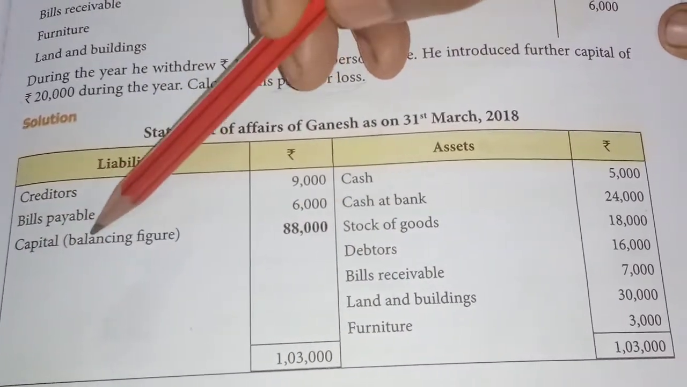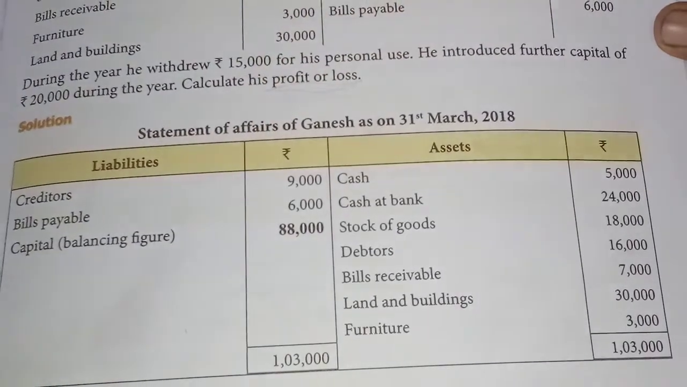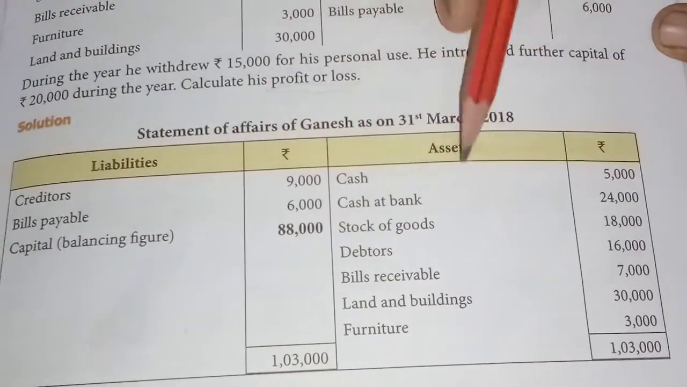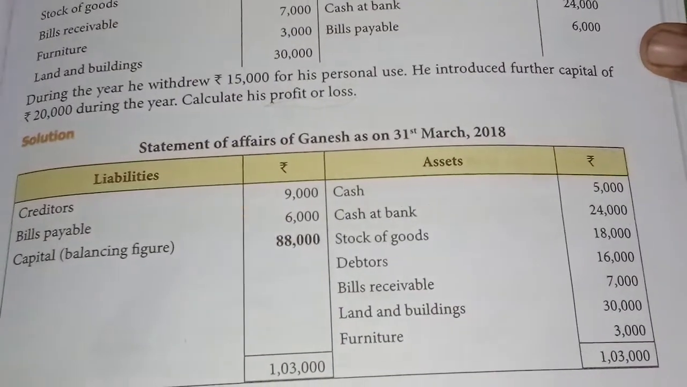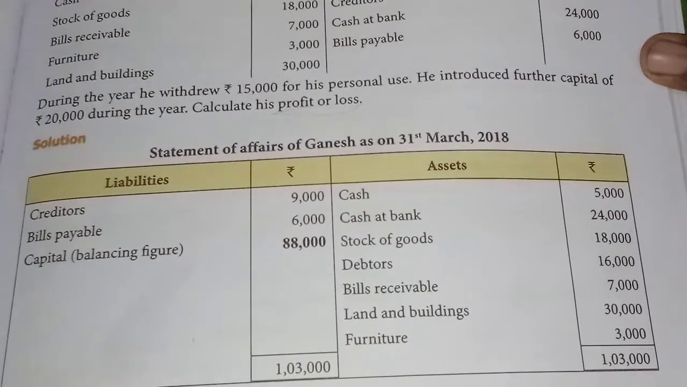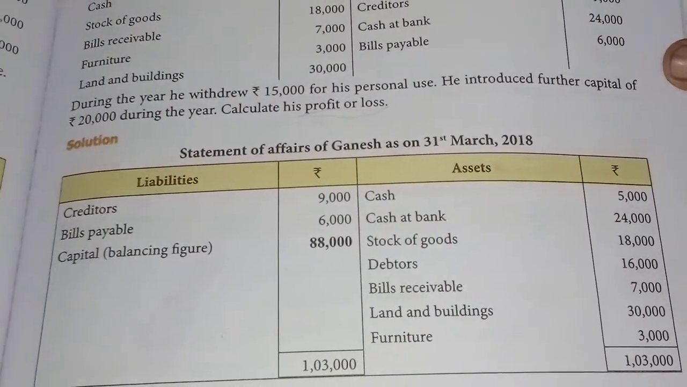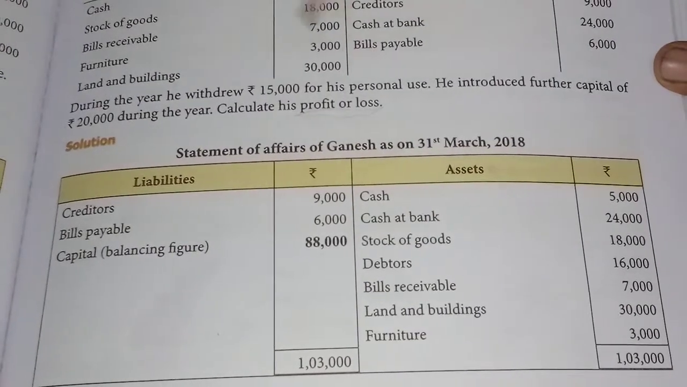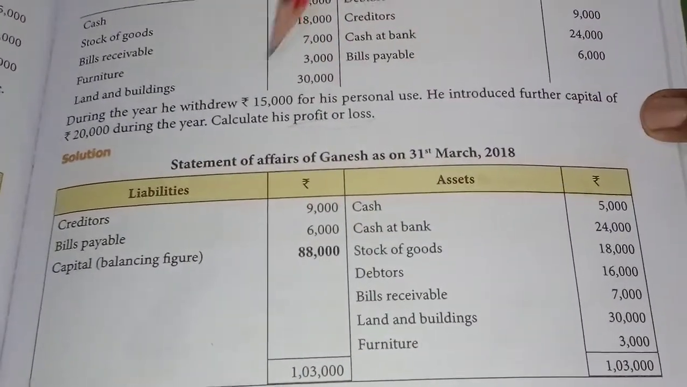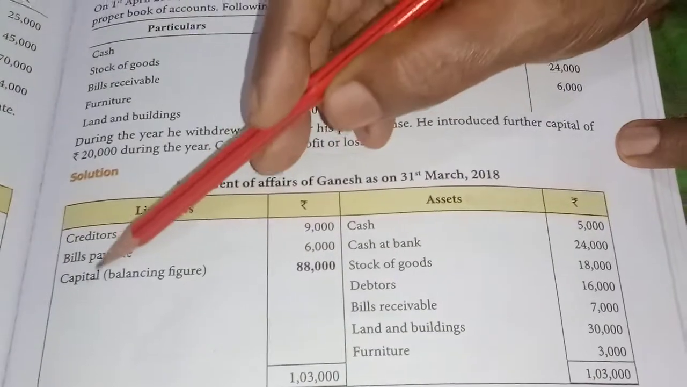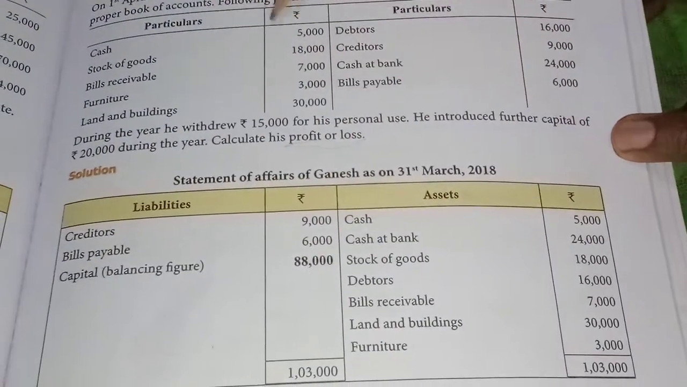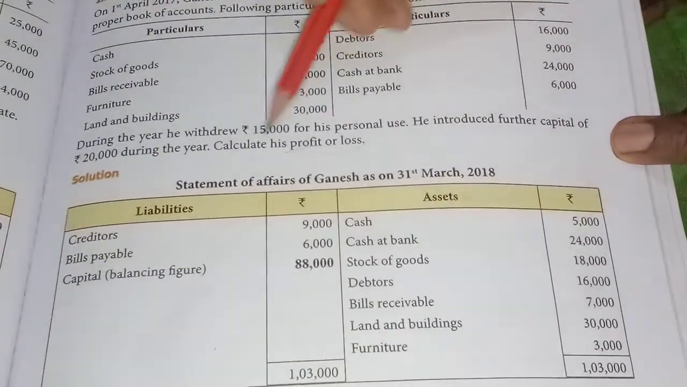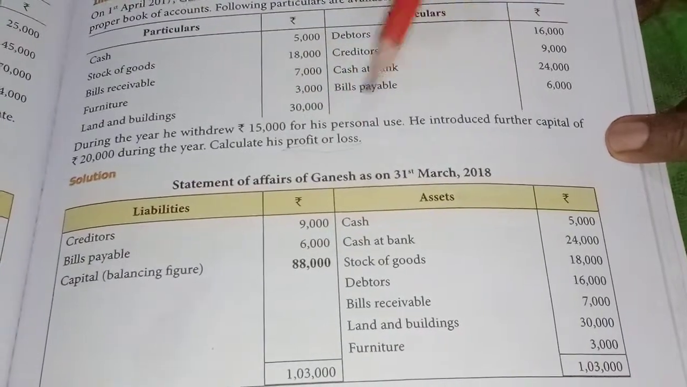Within bracket you should write a balancing figure. This problem you have understood. In the same way only they have given the exercise 7 also. Yeah, we have calculated this one, closing capital, and we have to calculate the profit or loss.